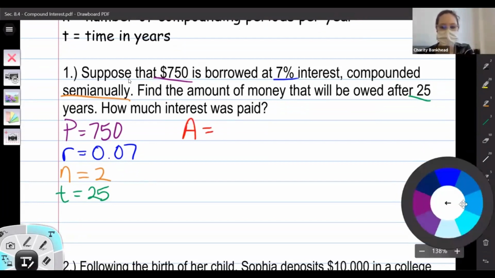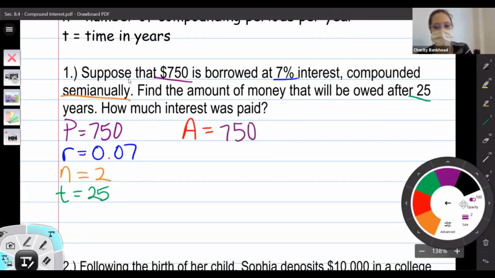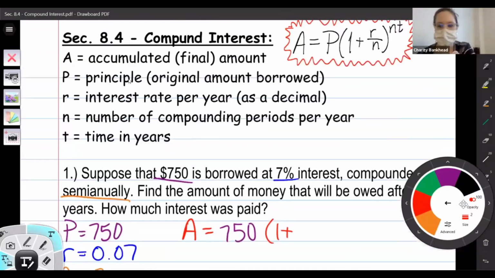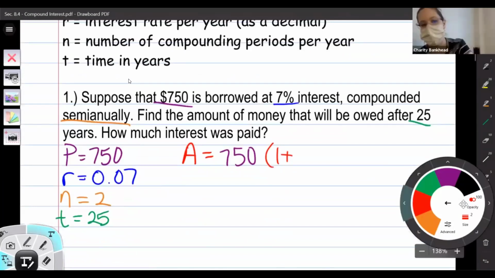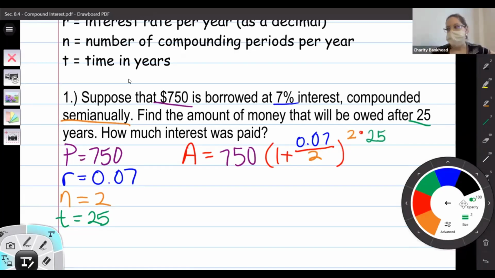So that would be A equals 750, open parentheses, 1 plus 0.07 divided by 2, close the parentheses, raise it to the power of N times T. So that is 2 times 25. So we're just going to put that into the calculator.